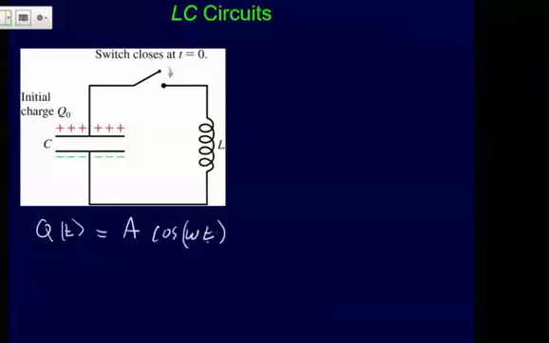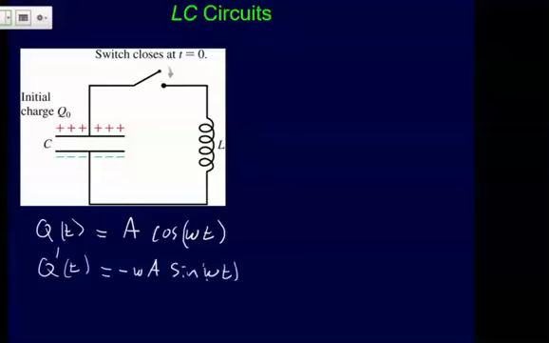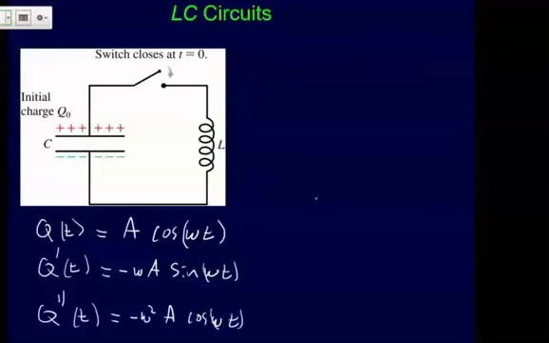So at time 0, I'm going to have the maximum value of my charge. And then what I can do is take a few derivatives. So here's Q prime of t. If I do that, I get negative omega a sine omega t. And if I take two derivatives of that, I get negative omega squared a times cosine omega t. And so here's what I was talking about last time.